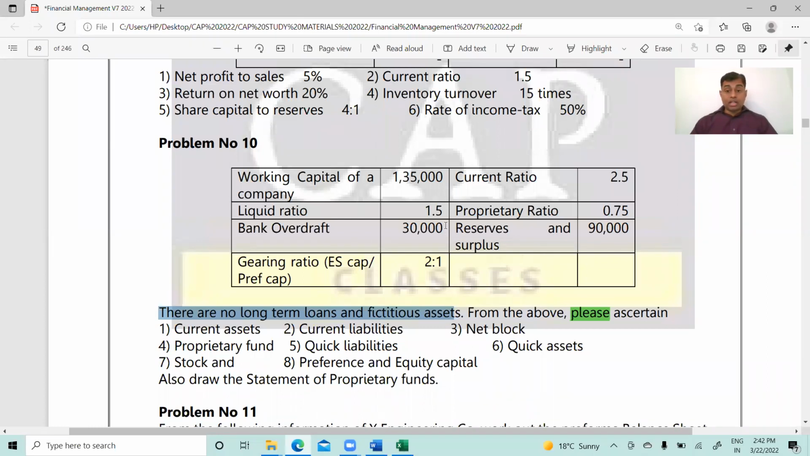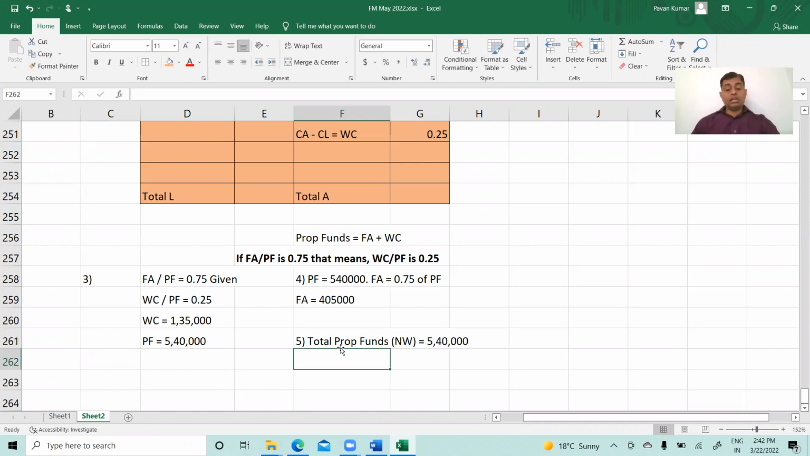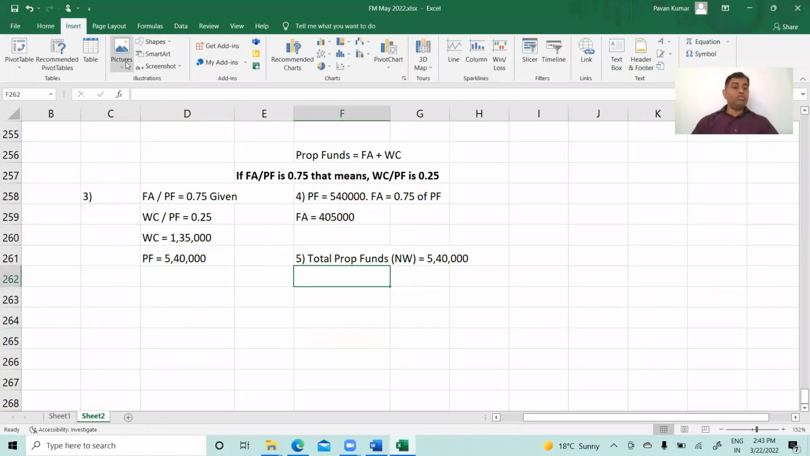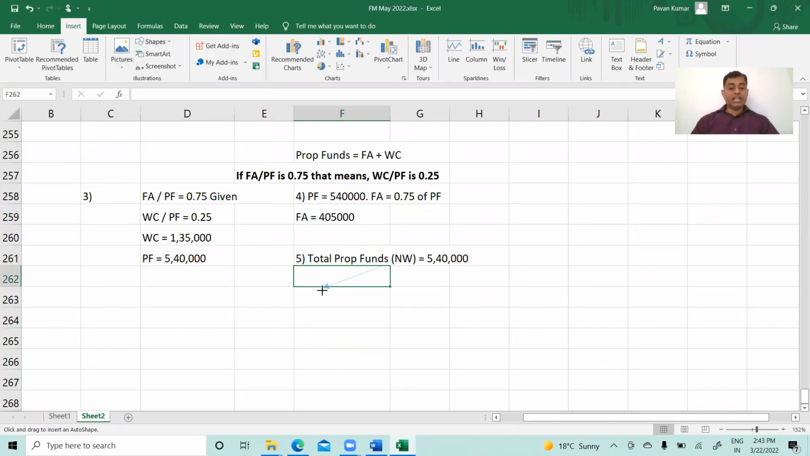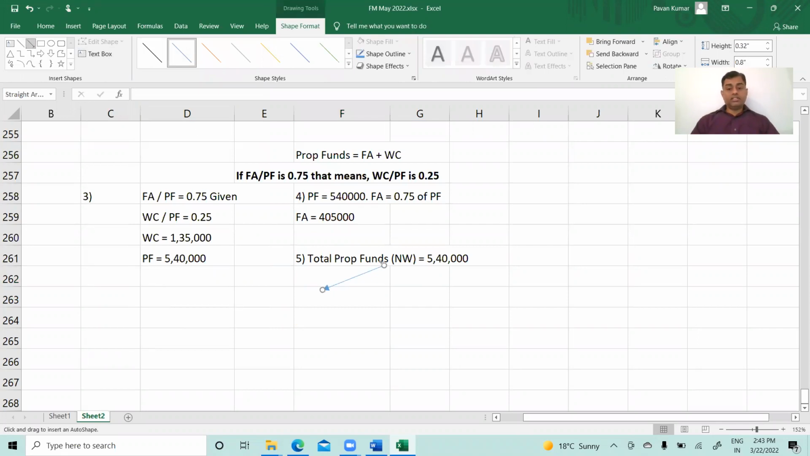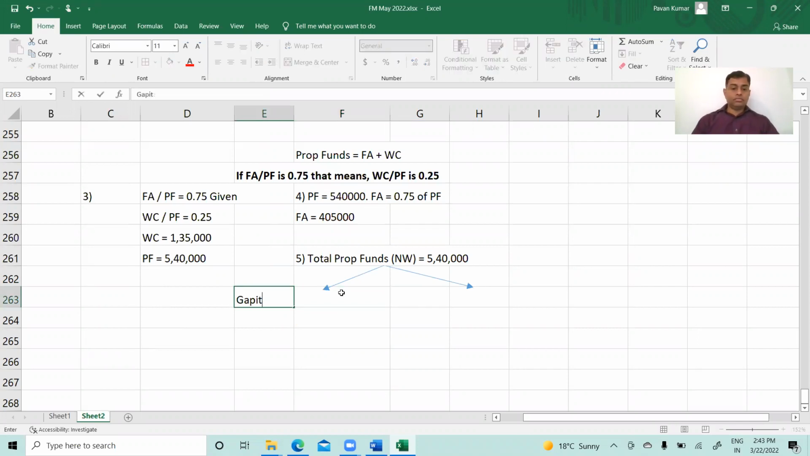Then proprietor reserves and surplus is there, and gearing ratio is there. So step 5: total proprietor funds, that means net worth, is equal to 5,40,000. In this, 2 parts will be there. What are the 2 parts? That is capital and reserves. Can I say this side it is capital, this side it is reserves? Yes, sir. In this we know one item: reserves is 90,000. Capital how much?